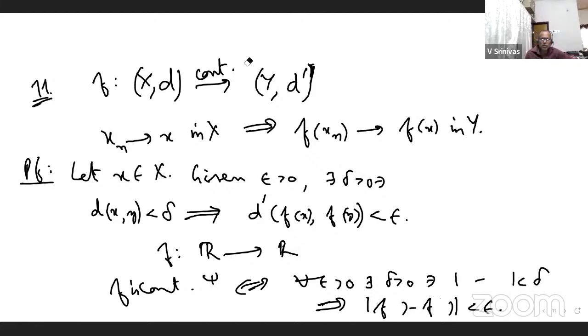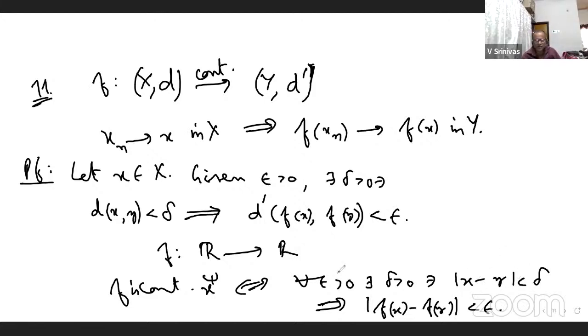Okay. So what do you have? If this is small x, then for x comma y, if modulus of x minus y is less than delta, then modulus of f of x minus f of y is less than epsilon. f is continuous at x in R if and only if for every epsilon positive there is a delta positive such that modulus of x minus y less than delta implies mod f of x minus f of y is less than epsilon.